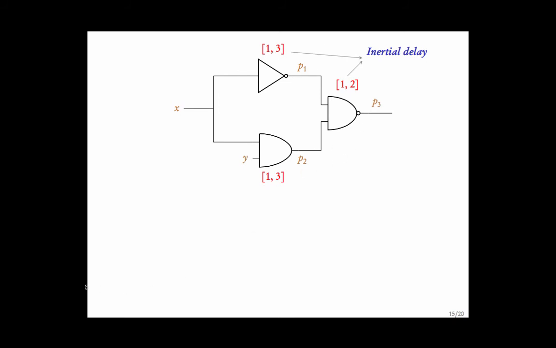Let me explain it with a picture. So suppose this is the NOT gate. Assume that this is the timeline.